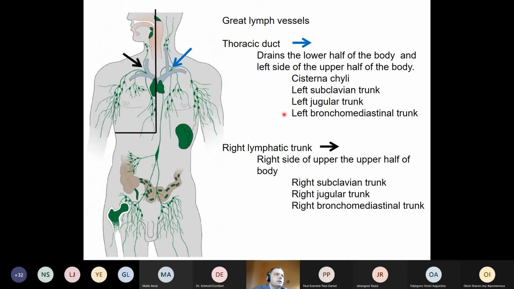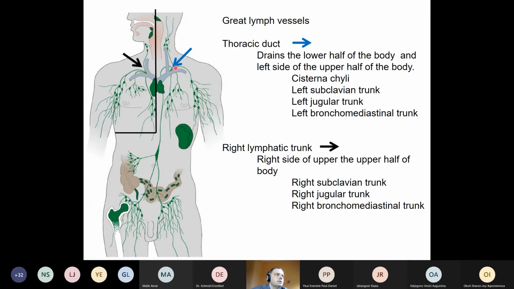It's just listed here to understand that the left half of the head, the left upper limb, the lower half of the body, and the left half of the thoracic cavity are drained into this thoracic duct, and right and top to this border, the lymph fluid is drained into the so-called right lymphatic trunk, which picks up the corresponding lymphatic vessels on the right side, the subclavian, jugular, and bronchomediastinal trunks, and then they fuse to form the right lymphatic trunk.